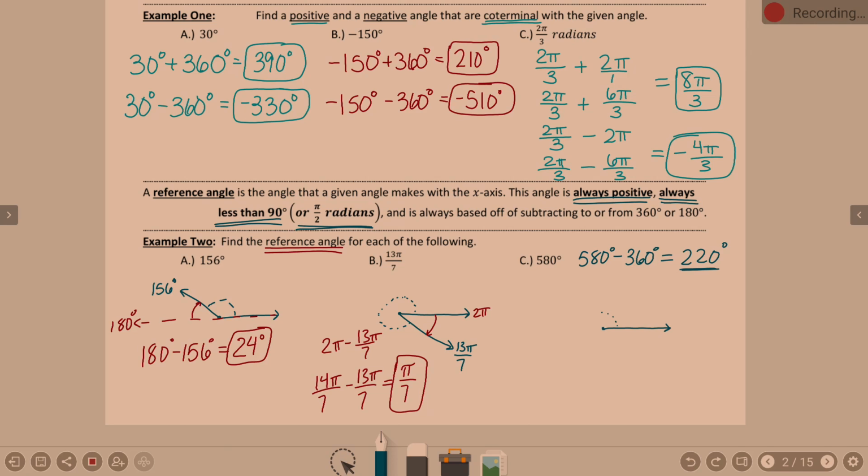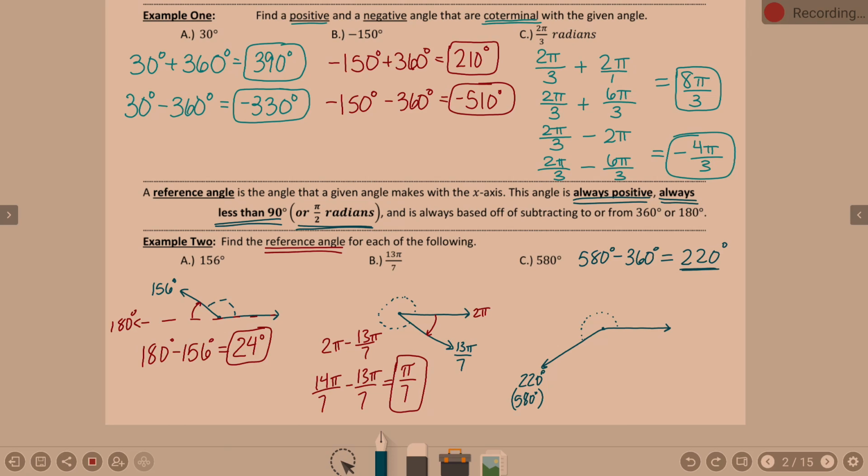Okay, so right here, I'm at 180. If I'm going to 220, it's something like that. So this is 220 degrees, or if you prefer, it is also 580 degrees.